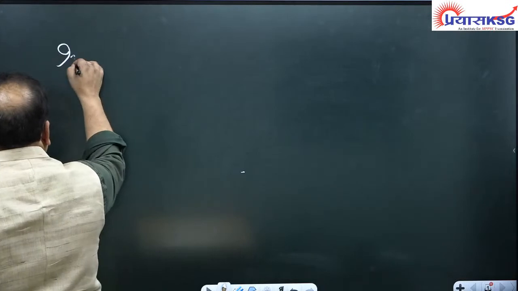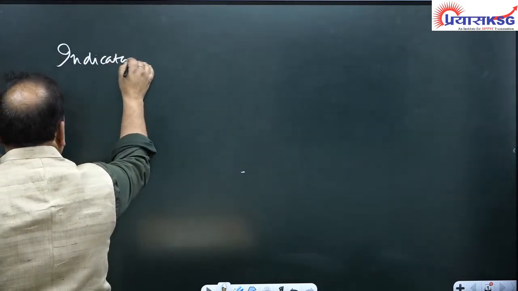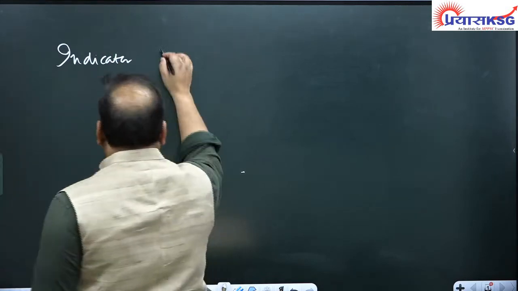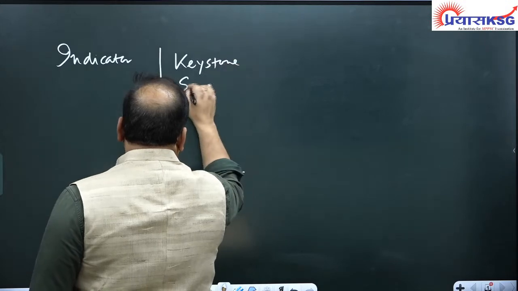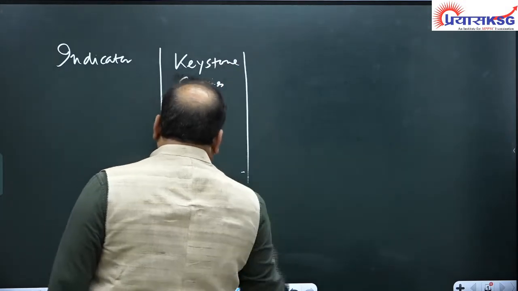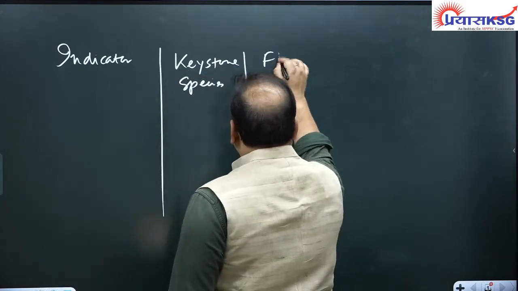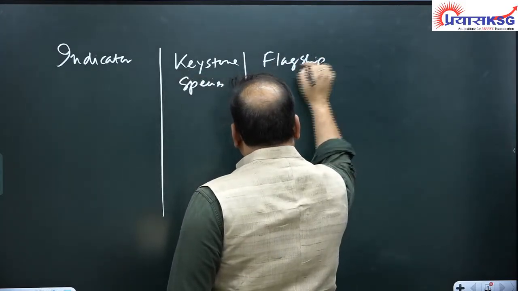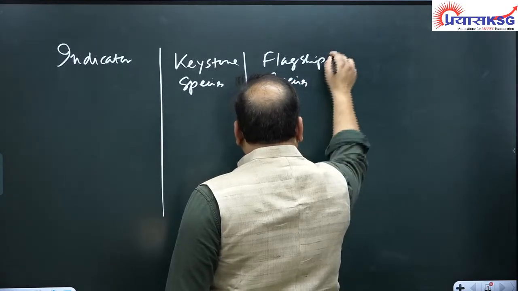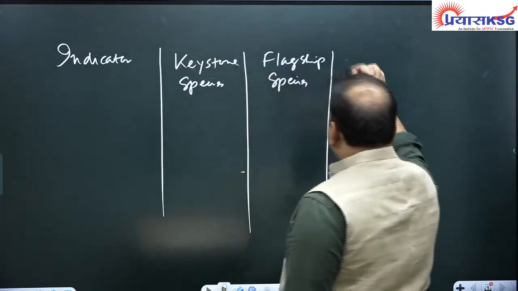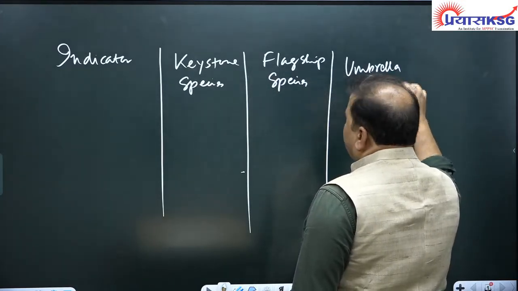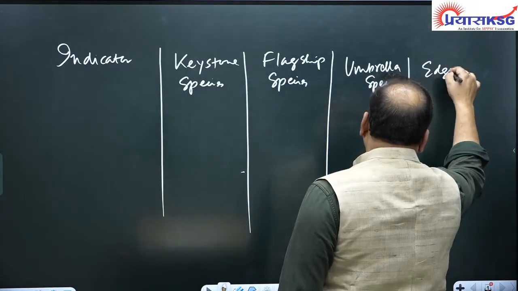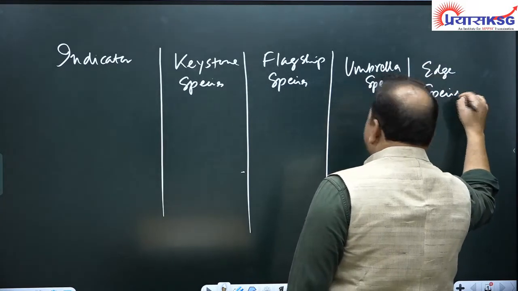One such species is called indicator species. Second is called keystone species. Third is called flagship species. Fourth is called umbrella species. And also edge species. Just one line for the preliminary examination, not more than that. So let's see what these species are.